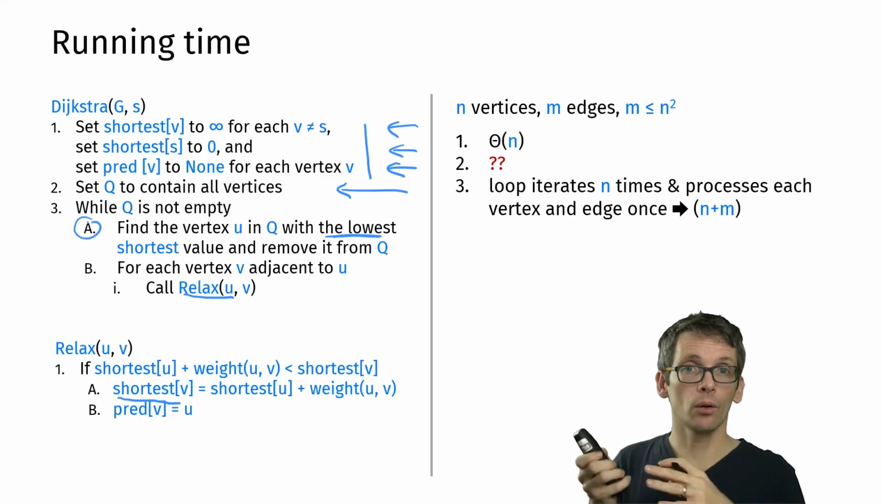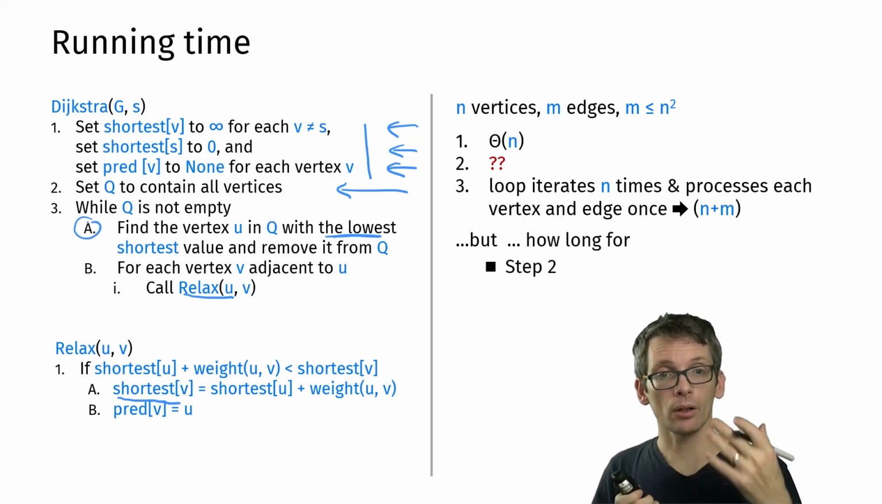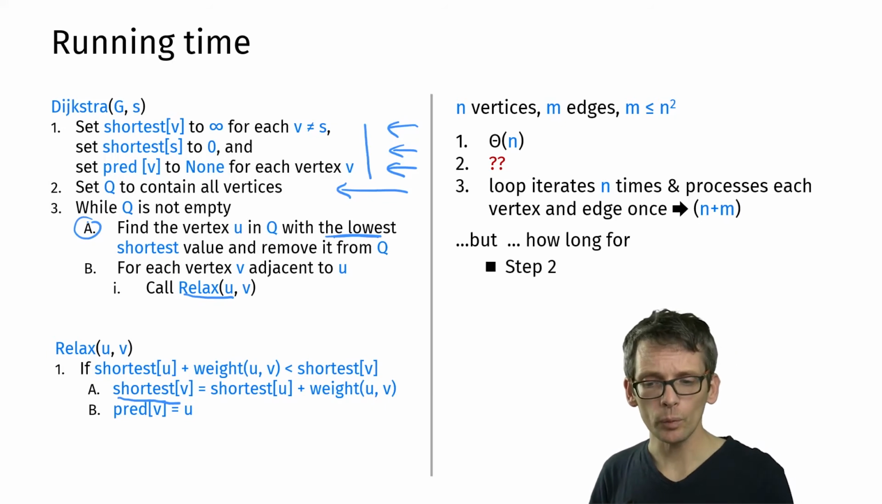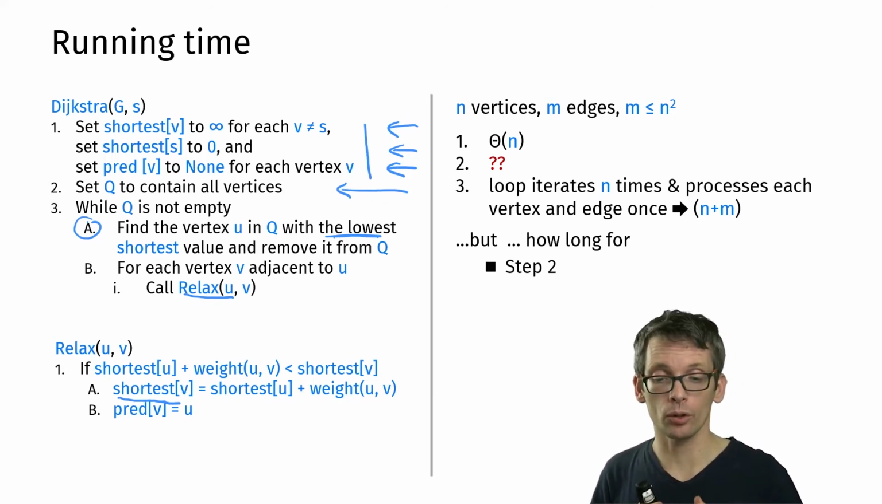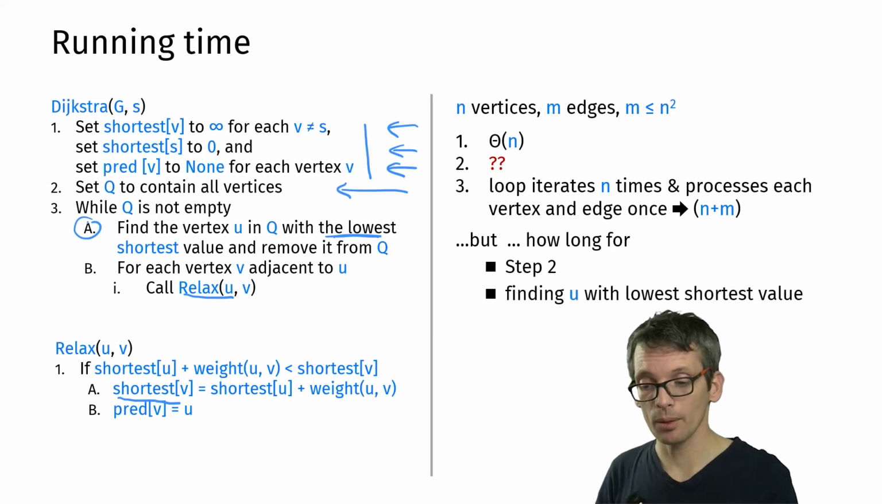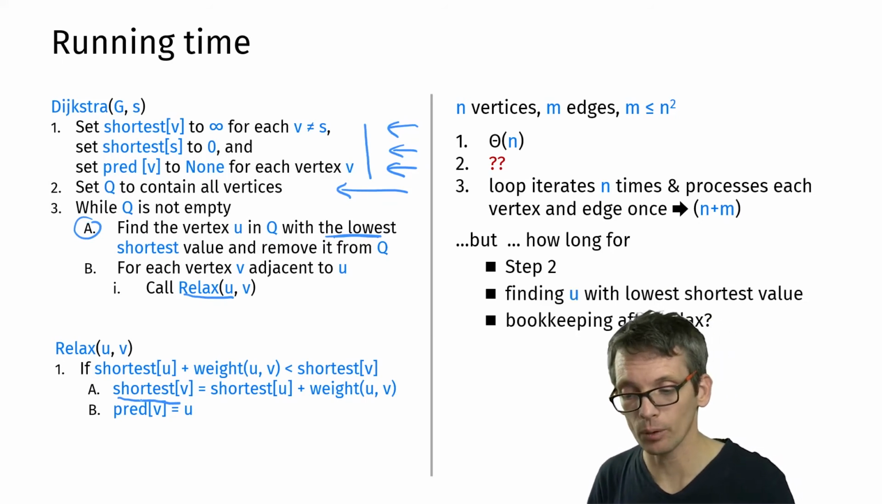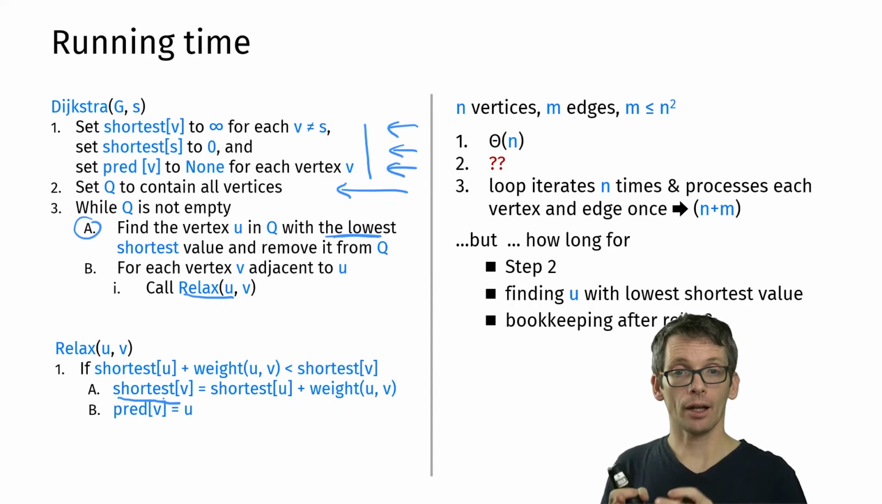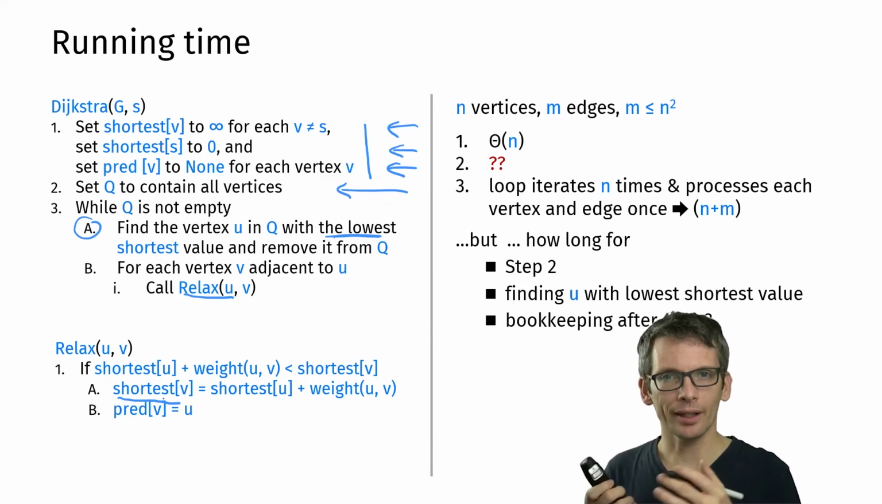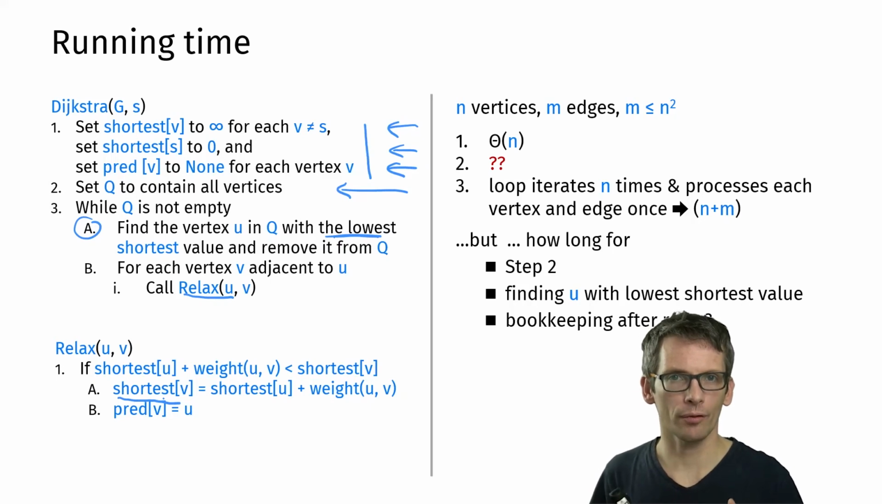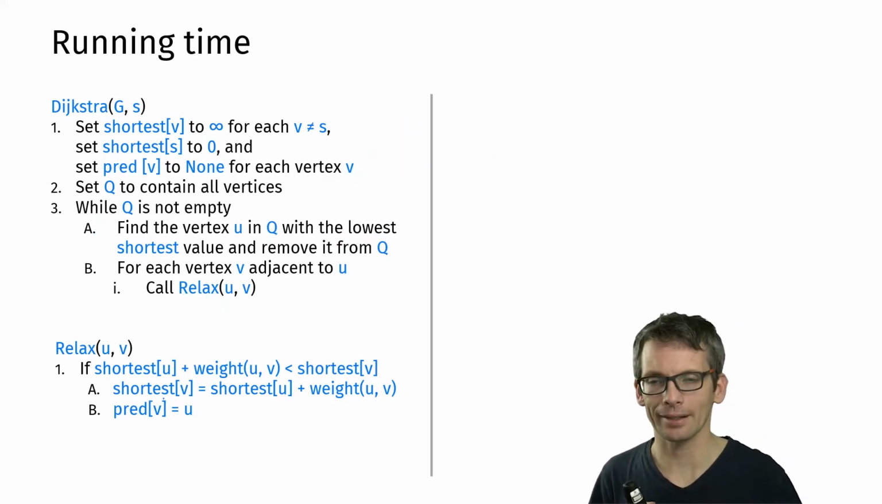So we know some of the running time, but we don't know how long step 2 takes. We don't know how long it takes to find the vertex with the lowest shortest value, and the bookkeeping that we need to do for relax when we update the shortest value, that we also don't know how long it will take us. Now let's take a look at what abstract data type we want to have for Q, and probably you already guessed it.